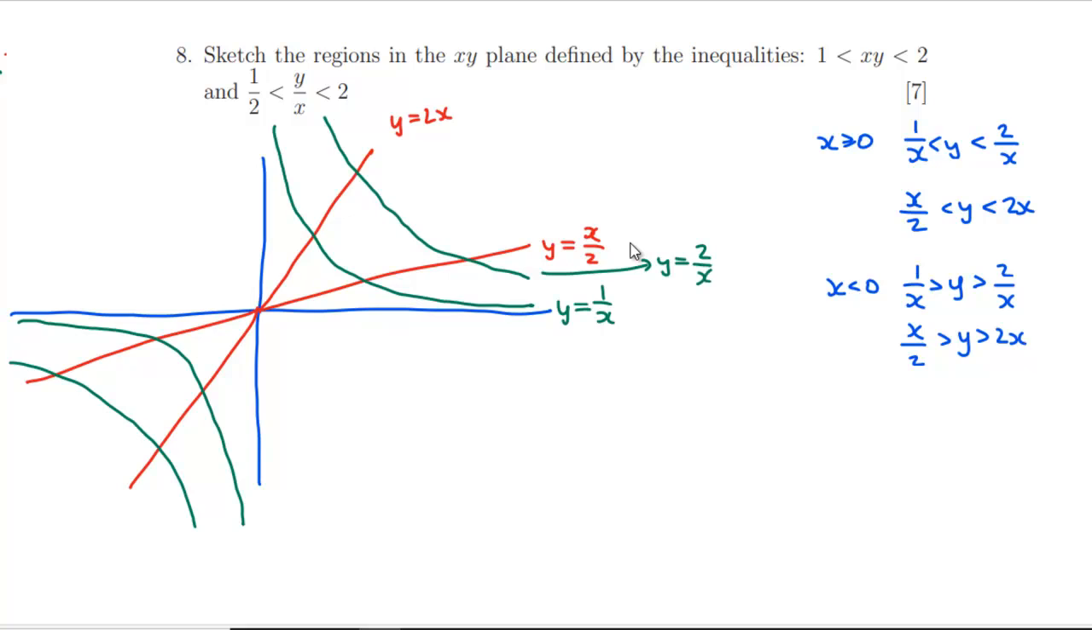So for the bits that we need for x greater than 0, we need to be between all of the lines. So we've got this bit here, and then we've got exactly the same for less than 0. We have to be between all of the lines again, so we're going to have that region there. But it's just changing the orientation: when we're at positive x, y has to be below the 2x line, so it has to be this side of it. Whereas when we're on negative x, it has to be above the 2x line, so it has to be on this side of it. So that's how we're getting the same region on either side. So 7 marks. Oof. Okay.